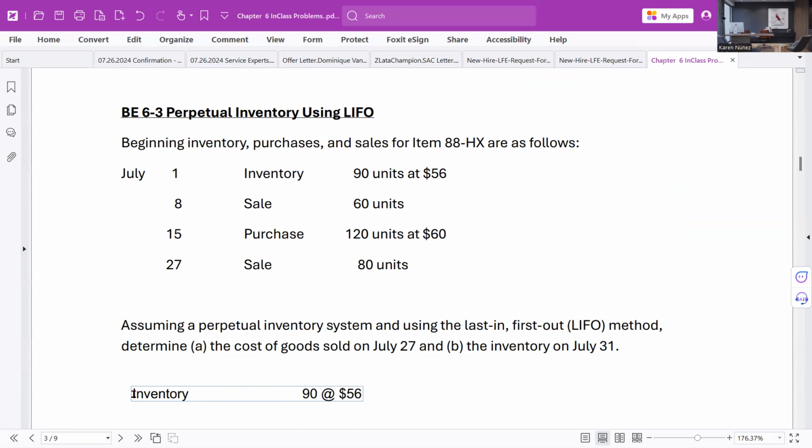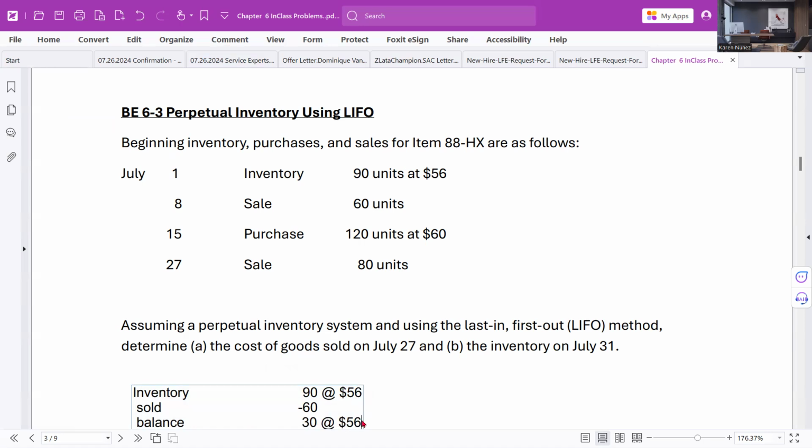And what happens? Well, now we got a sale. We sold 60, minus 60. So what's left? Now you have a balance of only 30, and the 30 at 56. LIFO. Well, you only have one layer. Doesn't matter which method you're using. The 30 are sold that cost 56.